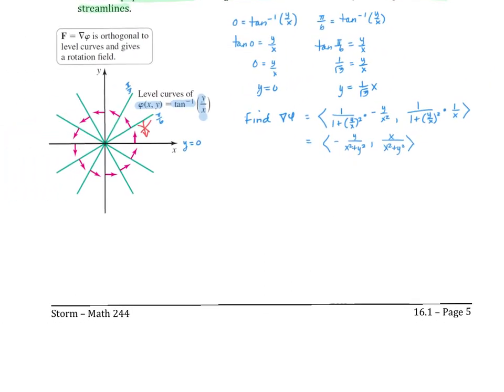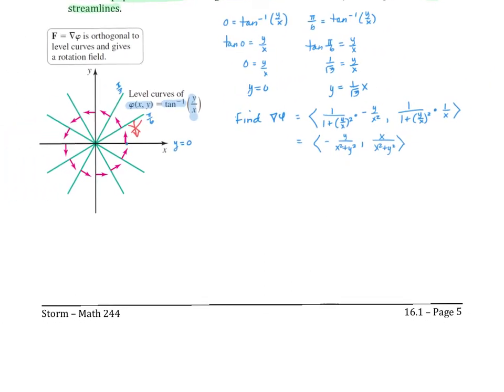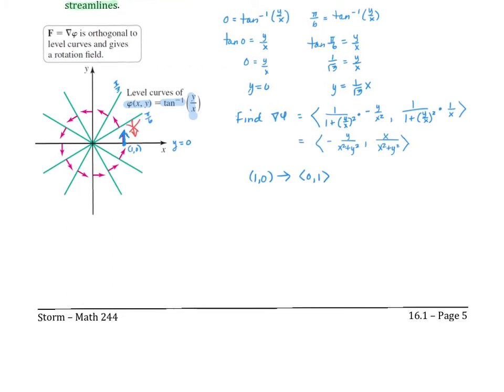Okay, so now let's go back to our diagram. Let's just say I'm at this point on the x-axis. I'll just say that this is the point 1, 0. I'm at the point 1, 0. That means I'm going to put in 1 for x, 0 for y into my gradient function, and I get the vector 0 comma 1. So at the point 1, 0, I'm going no movement on the x, up 1 on the y. So that just verifies the direction that the gradient vectors are going in.